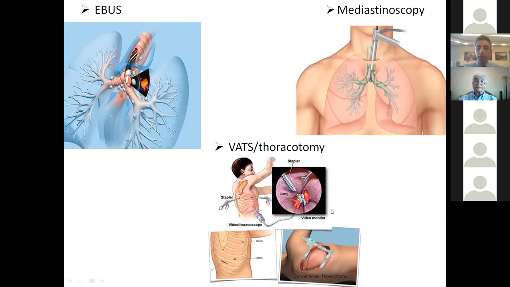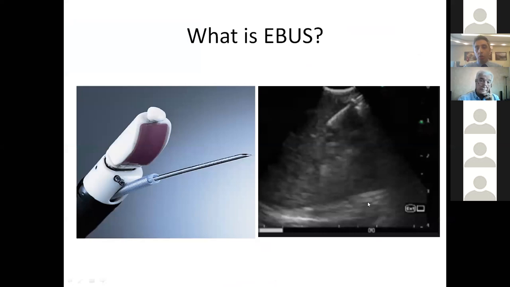Obviously, VATS thoracotomy is the most aggressive one, and we're going to use that very rarely, if everything else fails, so I'm not going to talk about this too much. I'm just going to compare EBUS and mediastinoscopy because these are the ones that we use most commonly in our daily practice. So, what is EBUS? EBUS stands for endobronchial ultrasound, and that's basically a bronchoscope with an ultrasound at the tip of it. That allows you to see not just inside the airway, but what's outside the airway.